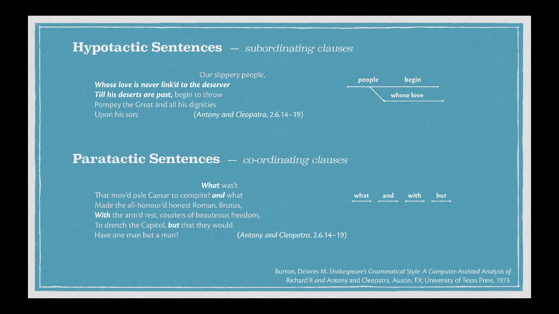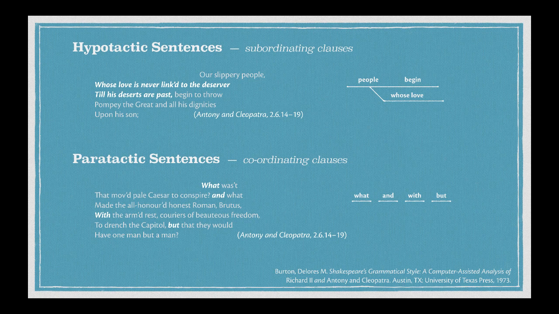These are what's happening. These both, by the way, are from Dolores Burton's book, Shakespeare's Grammatical Style. This was her PhD work at Harvard in the 60s, using a computer to analyze the grammatical style of William Shakespeare. So both of these examples are from her book. They're both from Antony and Cleopatra. So here, "our slippery people begin to throw" is the main clause of that sentence, but the subordinate part, "whose love is never linked to the deserver till his deserts are past," is a modifier of "slippery people." And so as a diagram, we would nest it hierarchically underneath the concept of people.